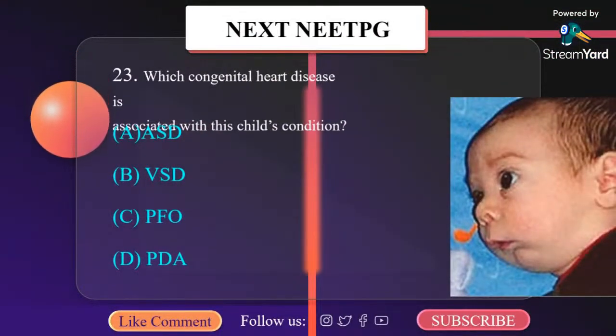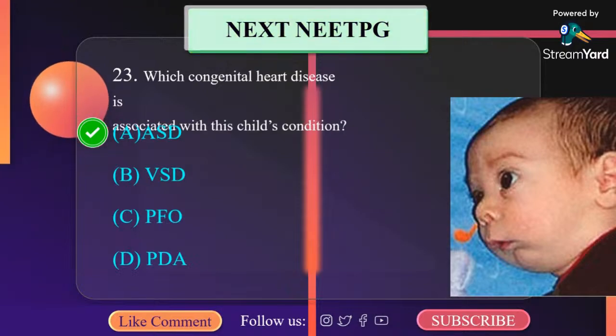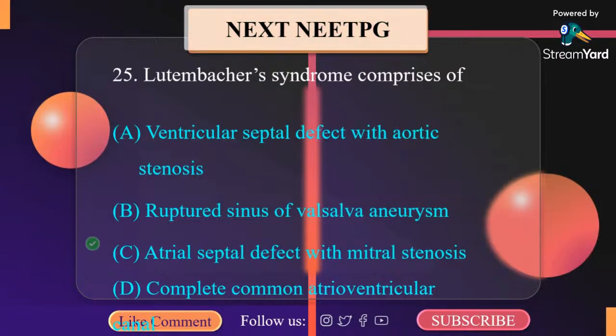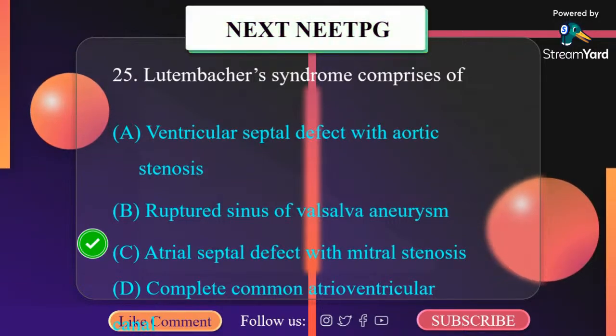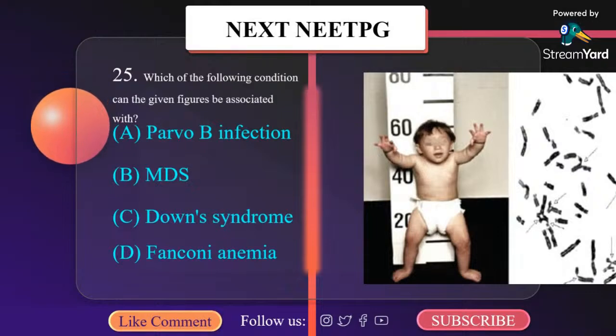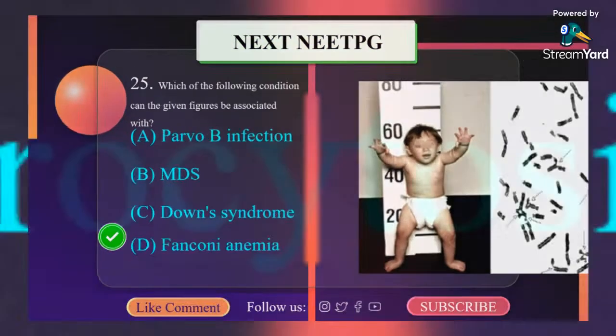Which congenital heart disease is associated with the child condition? It is ASD, atrial septal defect. Lutembacher syndrome comprises of atrial septal defect with mitral stenosis. Can you give the figure associated with? It is Fanconi's anemia.